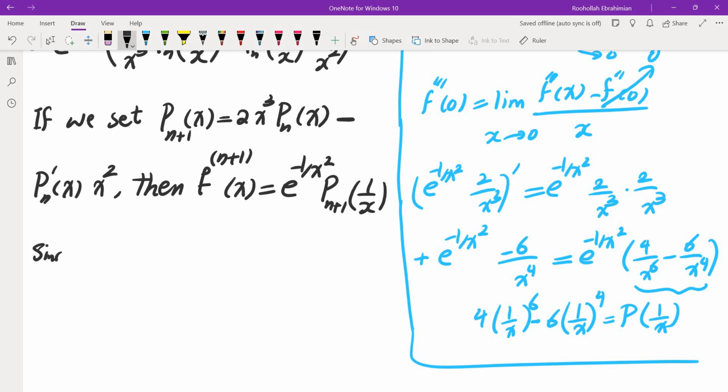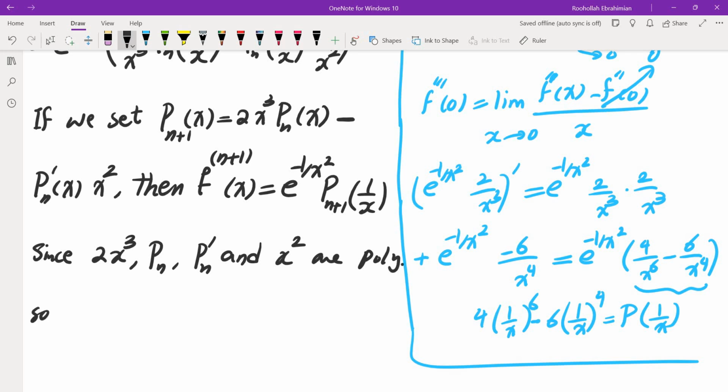And since 2x cubed, Pn prime and x squared are polynomials, so is Pn plus 1. Because if you look at Pn plus 1, it's a product of polynomials and sum of polynomials. So it's polynomial 2x cubed times polynomial Pn minus polynomial Pn prime times x squared. So that would be a polynomial. So this completes the proof.